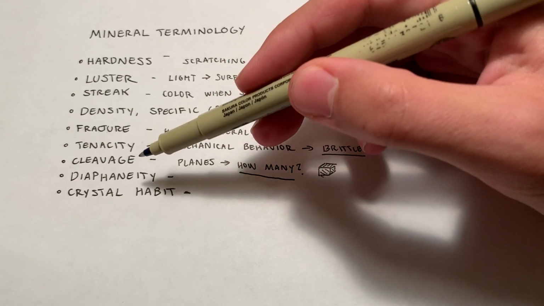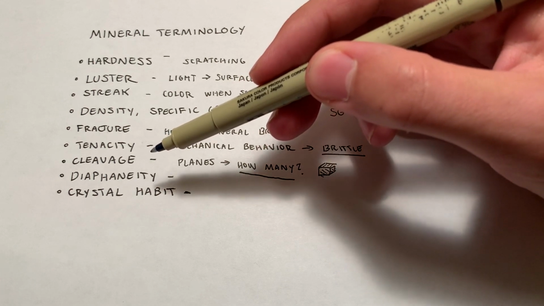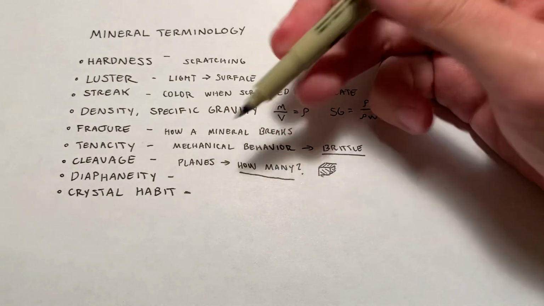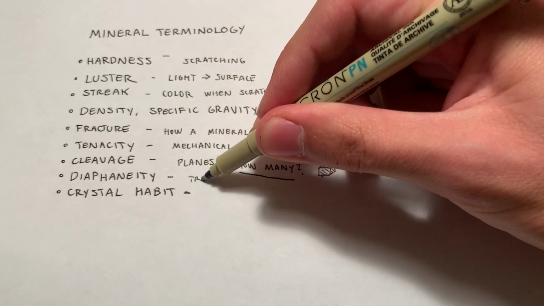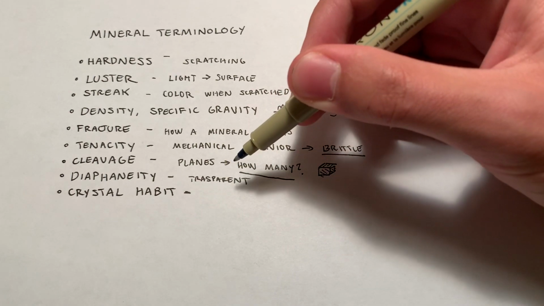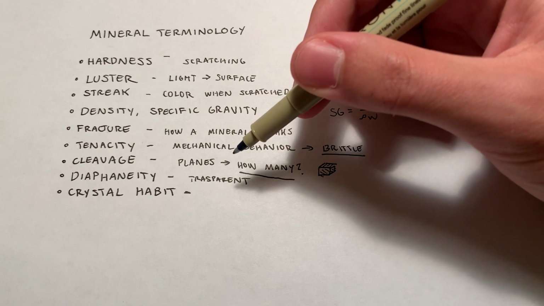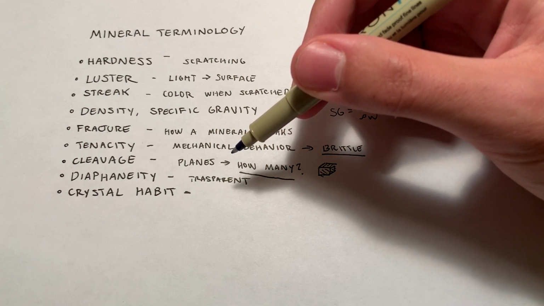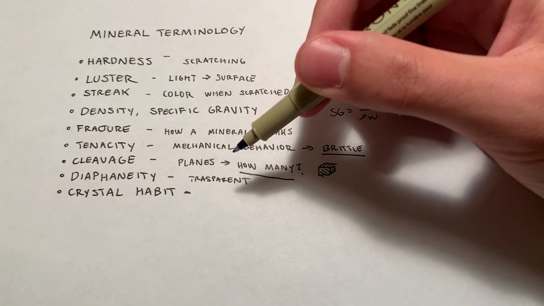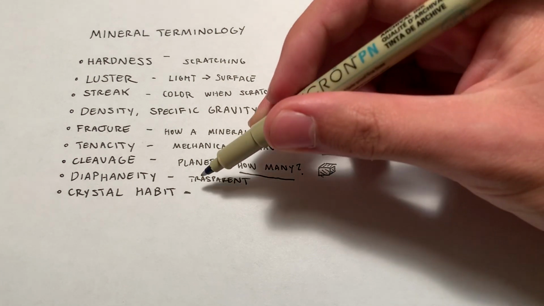Diaphaneity, I don't know why I threw this on here. It's a fancy word for opacity or transparency. If a mineral exhibits a lot of diaphaneity, it is transparent. So, of course, no minerals are really transparent, but a lot of them are translucent. You think of something like crystal quartz, milky quartz, you can see through them a little bit. A lot of gemstone-forming minerals, those kind of things, they're translucent. And then things like ores, magnetite, hematite, goethite, pyrite, those are all going to be opaque, and you're not going to be able to see through them.